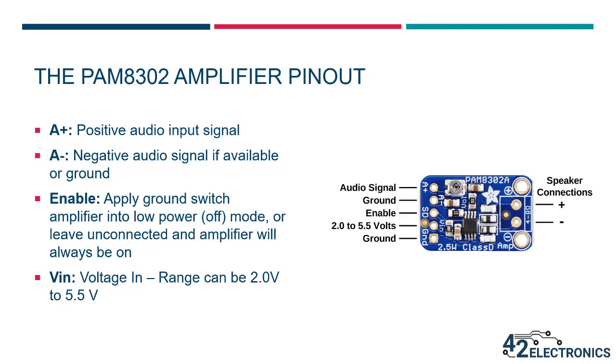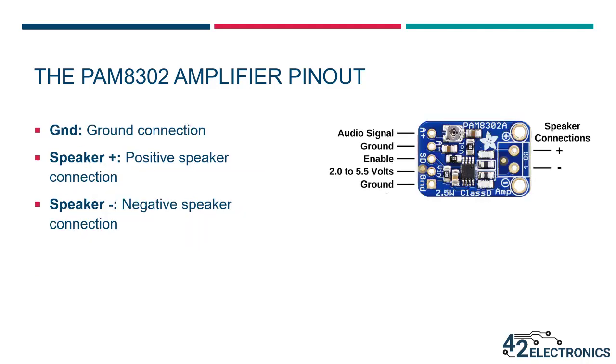That's enable. Applying ground switches the amplifier into low power off mode, or you can leave it unconnected and the amplifier will always be on. And then we have VIN, V-I-N, which is the voltage in, and the range can be 2 volts to 5.5 volts. All right, let me go to the next slide. Same thing, but here are the last three. We also have the ground connection, and then we have the speaker positive, which is the positive speaker connection, and then the speaker negative, which is the negative speaker connection.